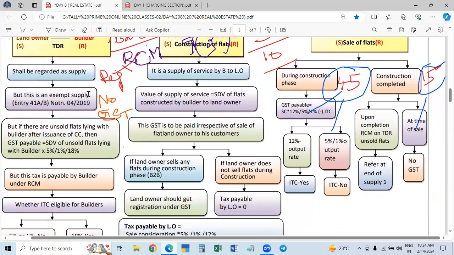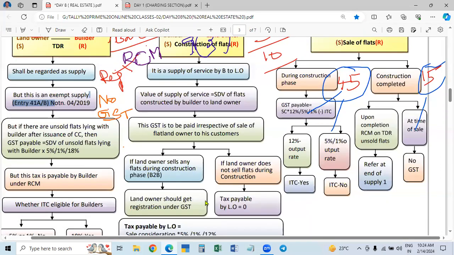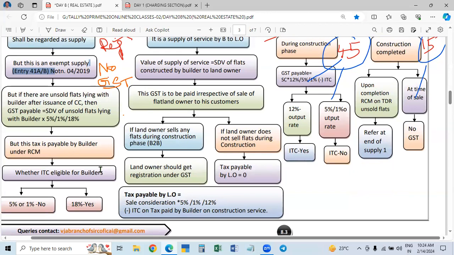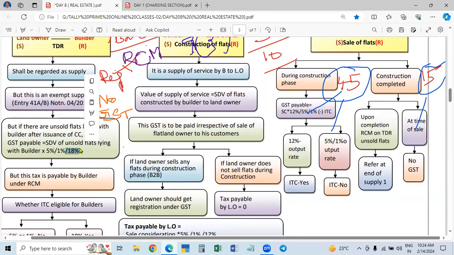Now, what if there are unsold flats lying with the builder after the issuance of the completion certificate? After completion, the authority will give the completion certificate. After the issue of the completion certificate, GST is payable on the stamp duty value of the unsold flats. Stamp duty value is the registered value. The registration value of the unsold flats lying with the builder is multiplied by the rate, 5% or 1%, but there is no 12%. For the 12%, it is to be taken as 18%, only at this place.